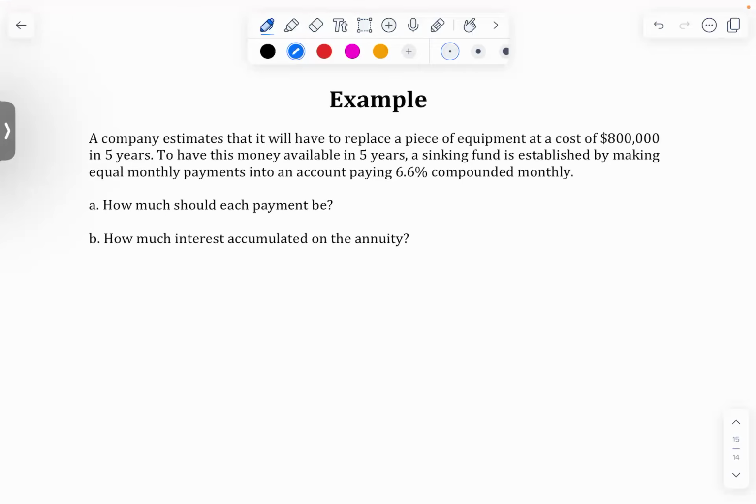So let's look at an example. A company estimates that it will have to replace a piece of equipment at a cost of $800,000 in 5 years. To have this money available in 5 years, a sinking fund is established by making equal payments into the account, paying 6.6% compounded monthly. Again, here it is. Okay. Equal periodic payments. That's what an annuity is.